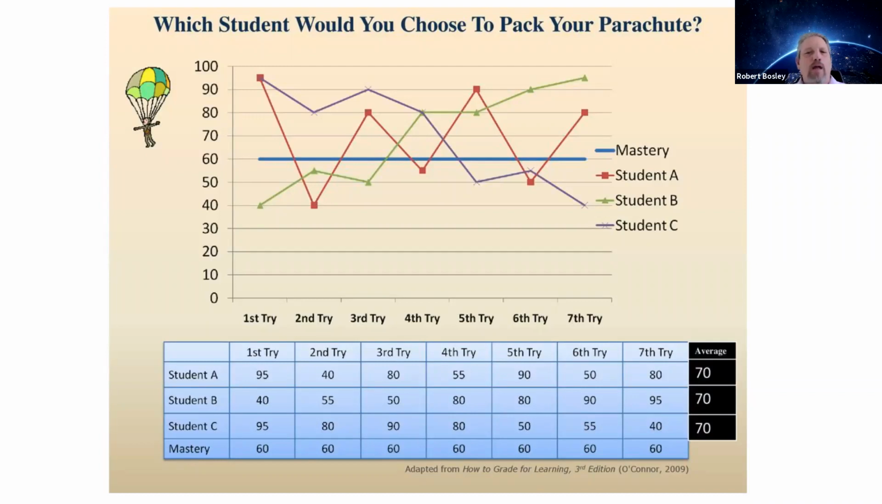See, so already almost everyone is saying B, but their averages are all the same. Like if you look at their mathematical averages, everyone got a C. But why are we wanting student B? Because student B, who struggled at first, but has shown consistent growth, once they got above the mastery line, has stayed above it. So this is what we mean when we say traditional grading hides information. Each one of these students has a story that the average of 70% is not telling.